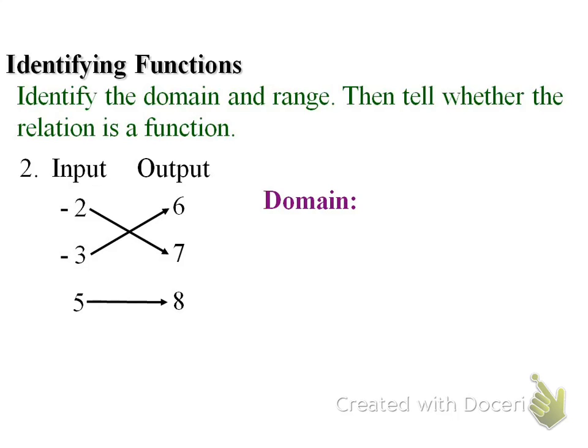Here's our second example. Again, you can see the inputs and the outputs. The negative 2 goes to 7. When you plug in negative 3, you get 6. When you plug in 5, you get 8. So what is our domain? Very good. The domain is all the inputs written from least to greatest, so -3, -2, 5. What's the range? 6, 7, 8.